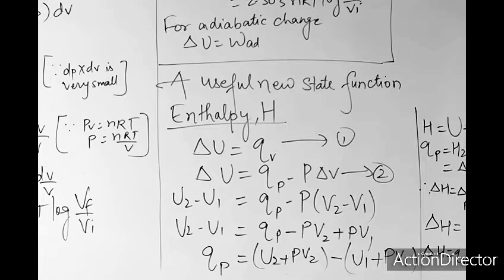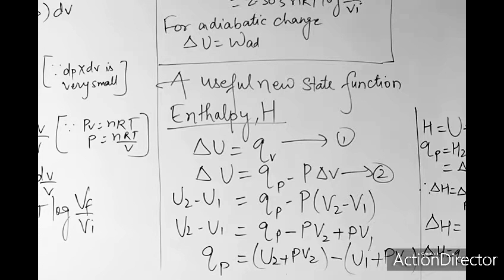Whenever you apply a pressure, it will be related to the volume. So at constant pressure, when the heat is absorbed by the system, work is done by the system. That's why I have written here delta U is equal to QP minus P delta V. Now just compare the first equation and the second equation: delta U is equal to QV and delta U is equal to QP minus P delta V.